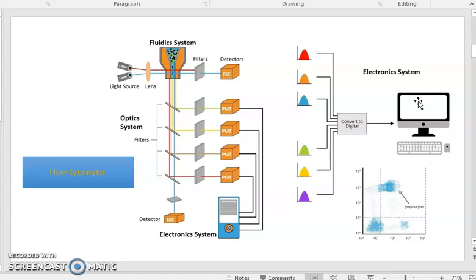The electric current moves to the amplifier and is converted to a voltage pulse. The highest point of the pulse is achieved when the particle strikes the center of the beam, in which case the maximum amount of light scatter or fluorescence is achieved. The ADC, that is the analog-to-digital converter, converts the pulse to a digital number and the graph is generated.